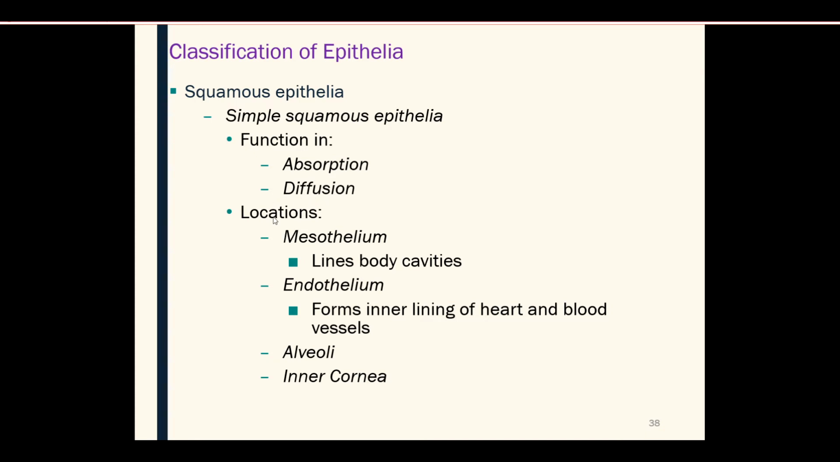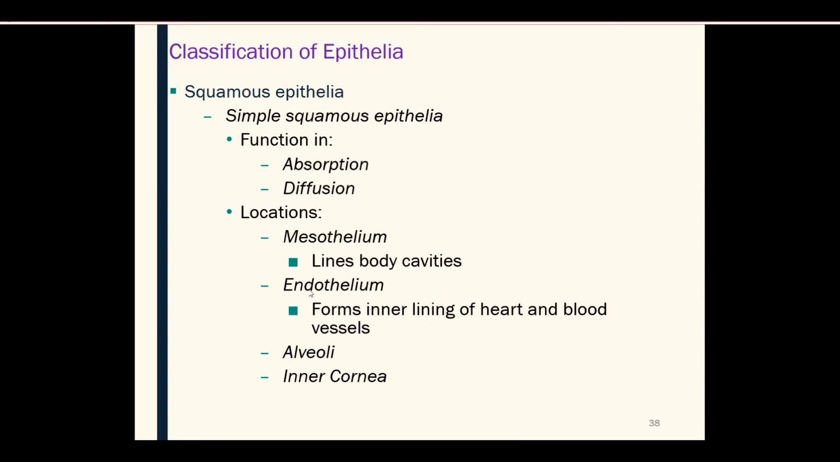We find simple squamous in the membrane lining the body cavity. It's known as the mesothelium, right? The mesothelium are the membranes that line our body cavities. So if you remember from previous lessons, the pleura, the pericardium, the peritoneum. These are all the membranes that line the body cavities. We collectively call them mesothelium. And guess what? Those cells, these linings, if you were to look at them under the microscope, are simple squamous epithelium.